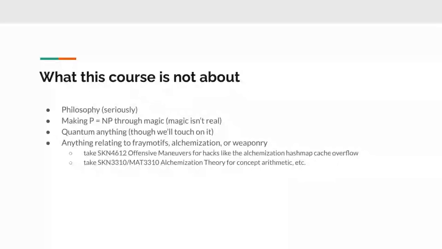So with careful code collisions, you can actually overload the hash map of SPURB and cause some lag and mess with people. If you want to do stuff like basic concept arithmetic and figuring out how to apply mathematics to alchemization specifically, you probably want to take SKN 3310, which is cross-listed with MAT 3310. That's alchemization theory.